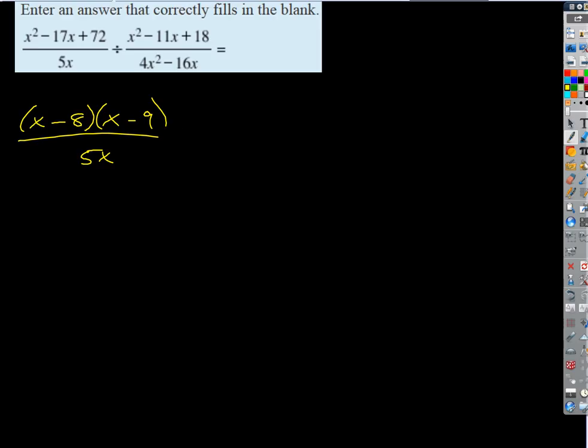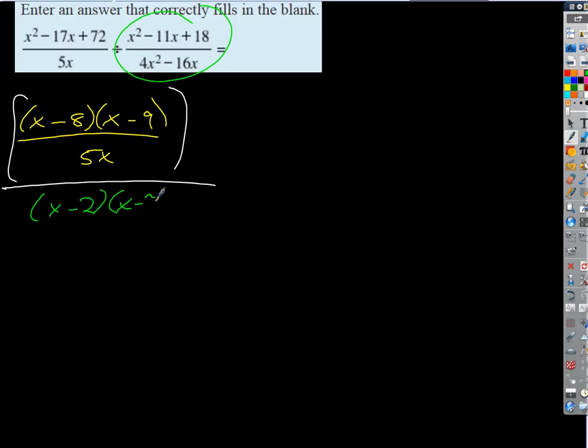Divided by, and I'm just gonna write it this way this time, we haven't done this yet. I'm gonna write it as a quotient of fractions. So on the bottom, we'd end up with, what do we get here? This will be our green fraction. Factors into what, (x minus 9)(x minus 2), divided by 4x times (x minus 4).